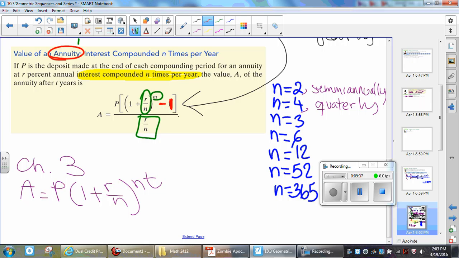So 3 times a year, that means that it happens how often? How many months? 4. Every 4 months. Maybe not very common, but I just wanted to throw it in there to show you that 3 and 4 are different. Quarterly will be every 3 months. Semi-annually is half a year.